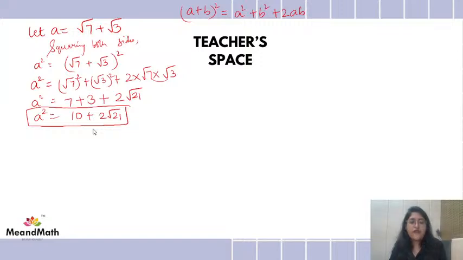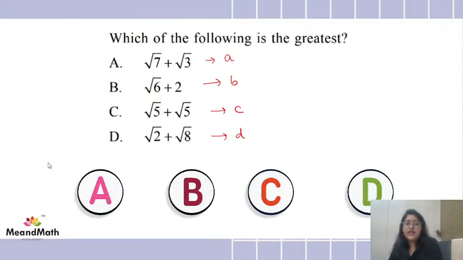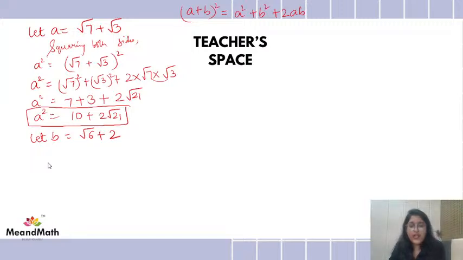Then we will compare everything. Then let's see the B option. So B I was having root 6 plus 2. Now I am letting B be this. Let us see, B was root 6 plus 2. Now again the same steps. We'll square both sides.